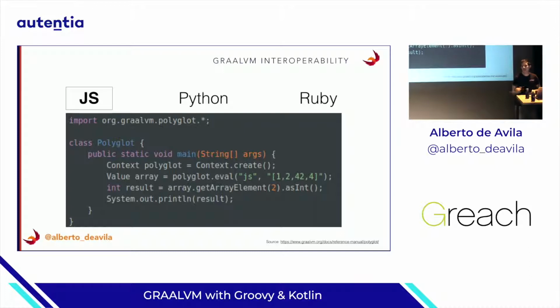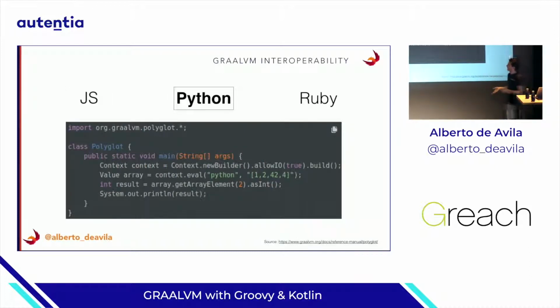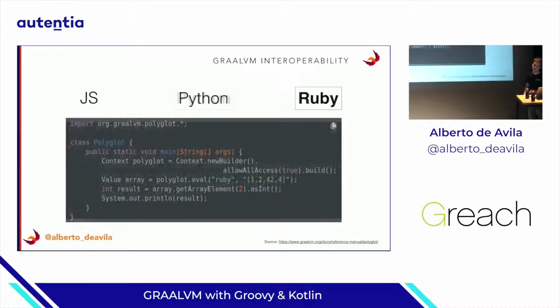So let's see another example using Python. The only things that change here are 2 things. The first one, in the first line, is the way to initialize the context, and the second one is only the programming language name. Let's see a third example. The Ruby example is the same as in JavaScript and Python. The only thing that changed, another time, is the way to initialize the context.